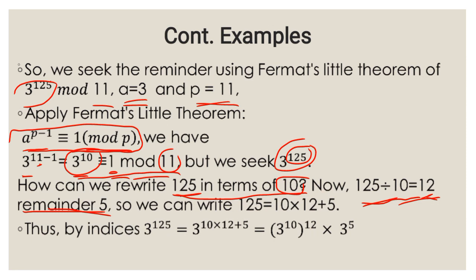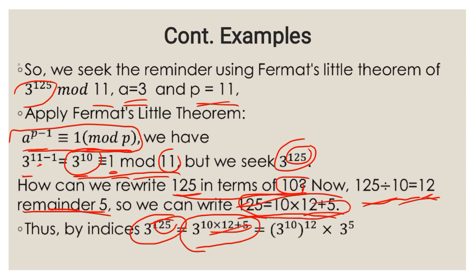You can confirm that. So I can write 125 as 10 times 12 plus 5. Check if the two values are the same. You'll see that they are. So by indices, 3 raised to the power 125 is the same thing as 3 raised to the power of this value here, because wherever I see 125, I see this value with 10 in it. Do you agree? So that's how I got what you see here.